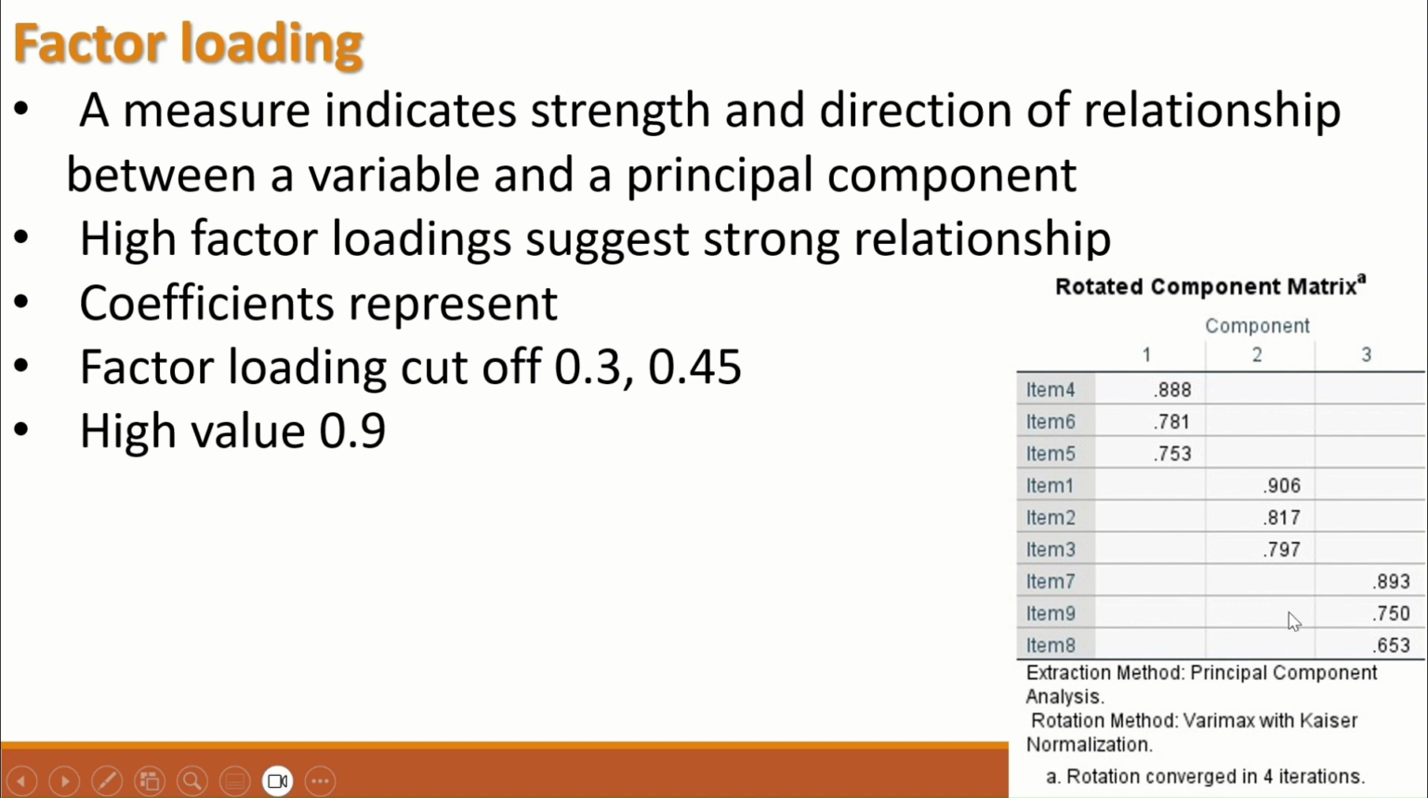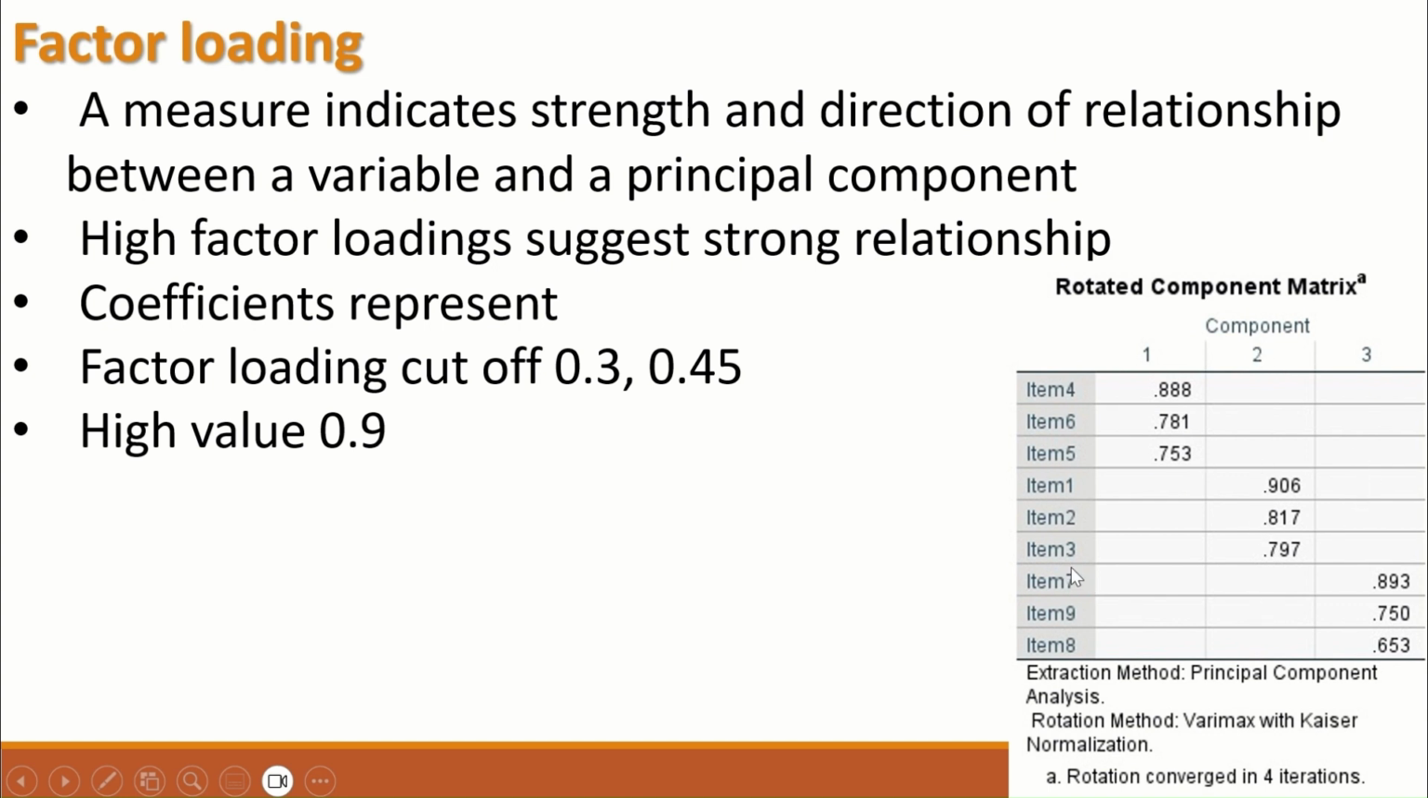As shown here in the table extracted from a principal component analysis using a Varimax method for rotation, these 9 items have been grouped into 3 components, component 1, 2, and 3, as shown in this rotated component matrix. The first component has 3 items. These 3 items, item 4, 6, and 5, load together on that component, and the factor loading scores are 0.88, 0.7, and 0.7. So those 3 variables load into that component.